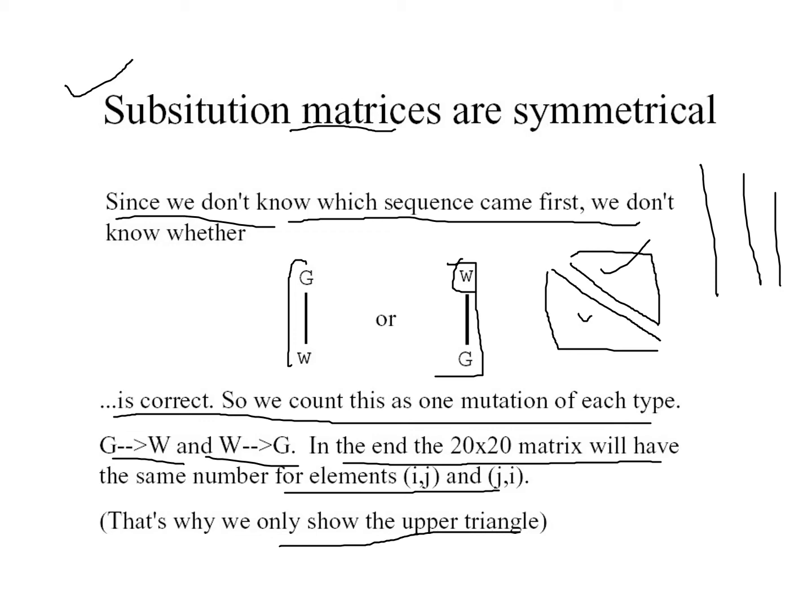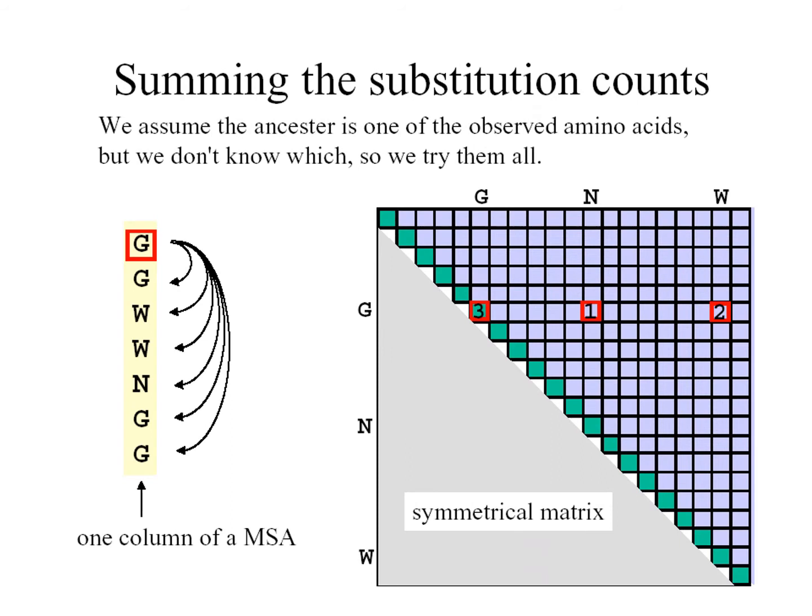All right, so we assume the ancestor is one of the observed amino acids, but we don't know which, so we'll try them all. So let's take G as the ancestor in the first case. This is the first case. All right, so let's take G as the ancestral, and this is the symmetrical matrix that we made to help you understand how it is symmetrical and how we can count mutations. All right, so let's take G as the ancestor.